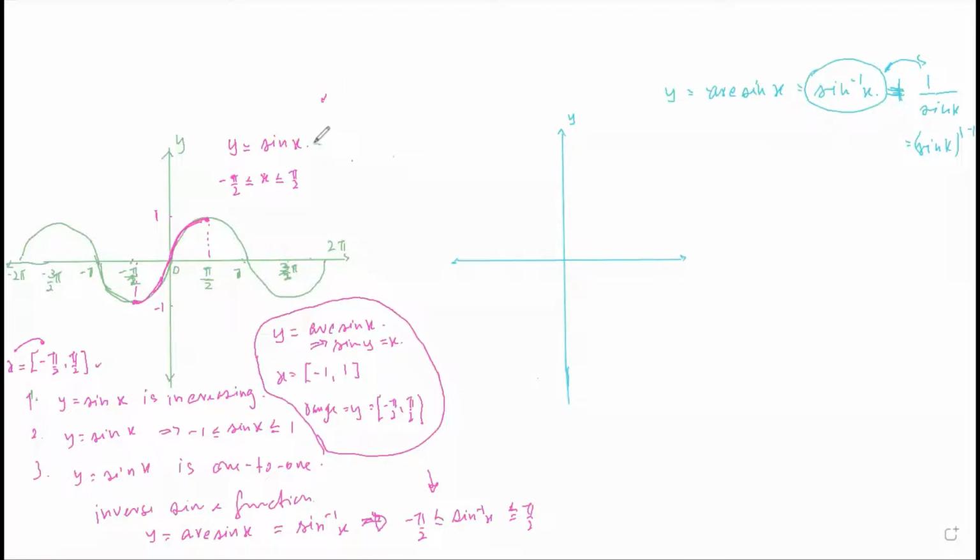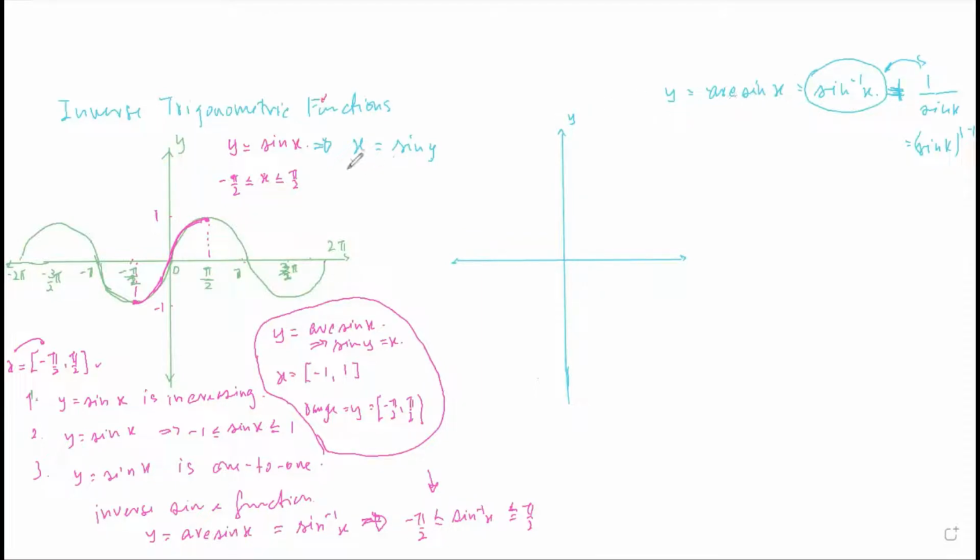When you invert sine, this is the inverse sine function, the inverse trigonometric function. So when you get the inverse sine function, you replace x with y and y with x, you swap them. So it becomes x equals sine y. Now we are going to plot this graph.